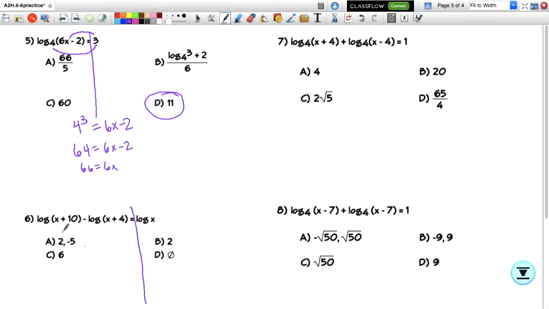Let's go to 6. I'm going to look at 6 right now. It has logs, and it has a log here. So at some point, they're going to cancel out. And it's using the common log, so I'm going to write in my little 10s right here. So these are being subtracted, which means I'm going to do this divided by this as my combined logarithm. So I'm going to have log base 10 of x plus 10 over x plus 4, equals, and then lastly, I have log base 10 of x, which I can't simplify.